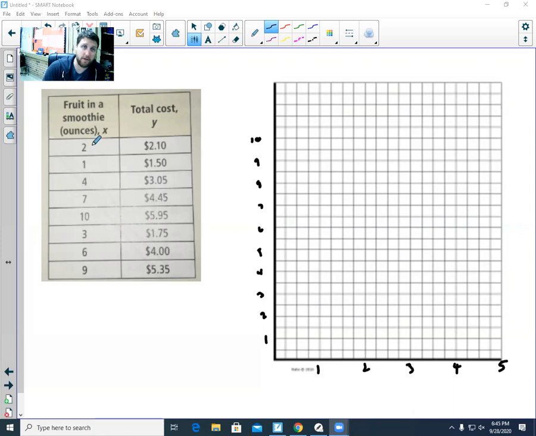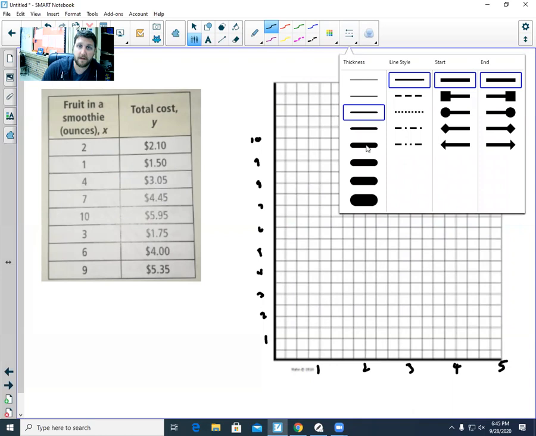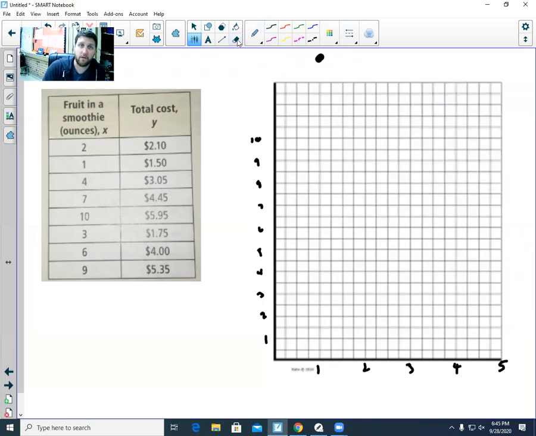So I'm going to go through and put these points onto this line. I'm going to make them a little bit thicker so that we can see them for sure. So if I have one that costs 2 ounces of smoothie at $2.10, I just realized that I put these on wrong.